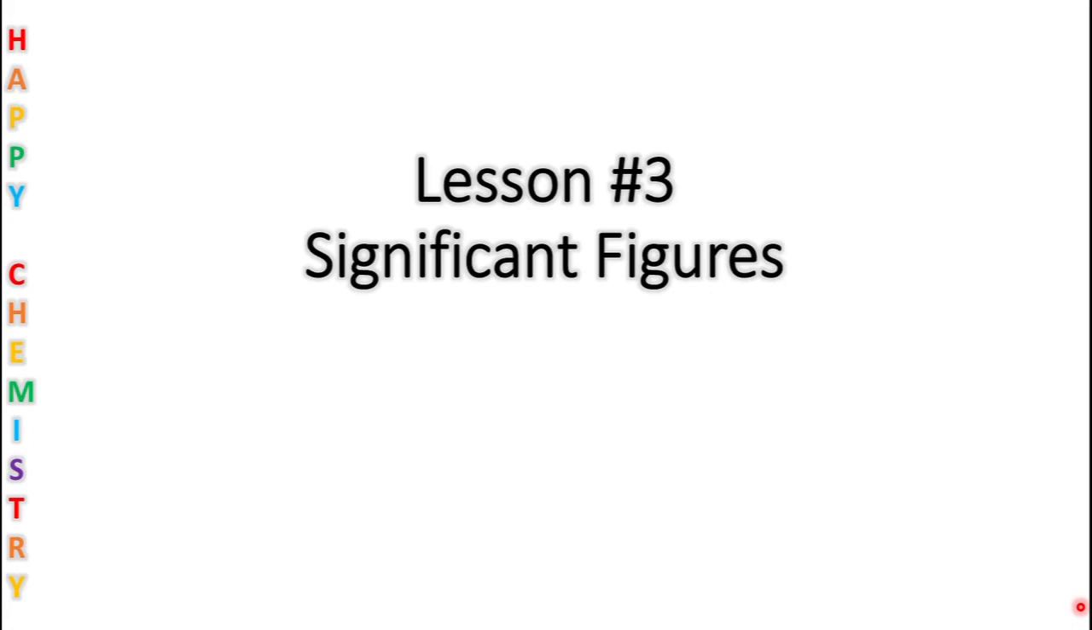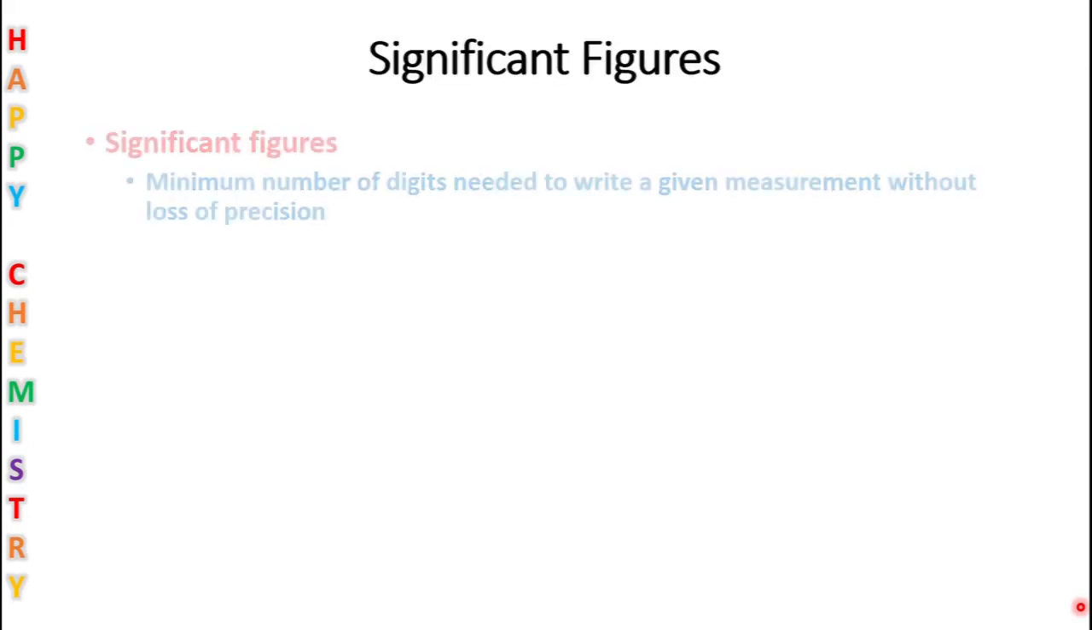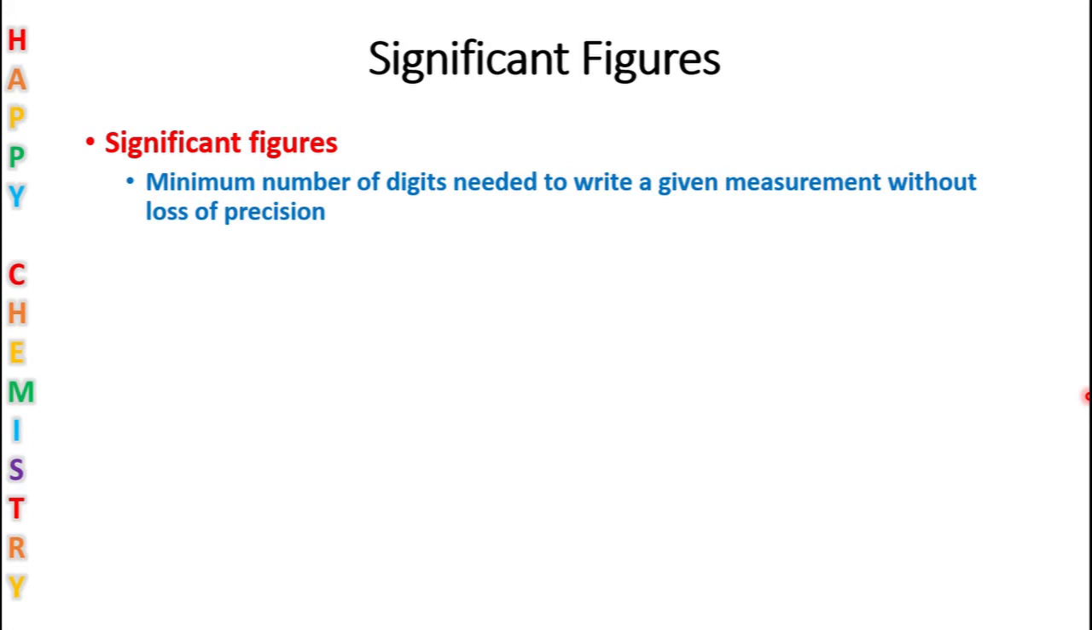First of all, what do we mean by significant figures? The minimum number of digits needed to write a given measurement without the loss of precision is called number of significant figures. Let's look at an example.